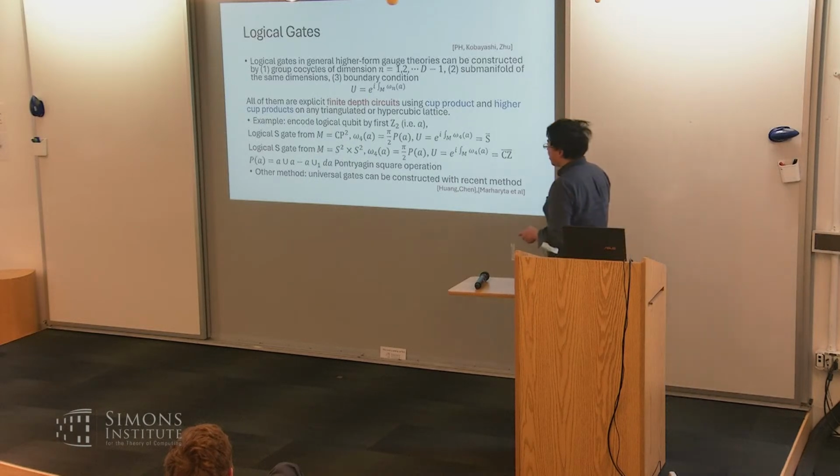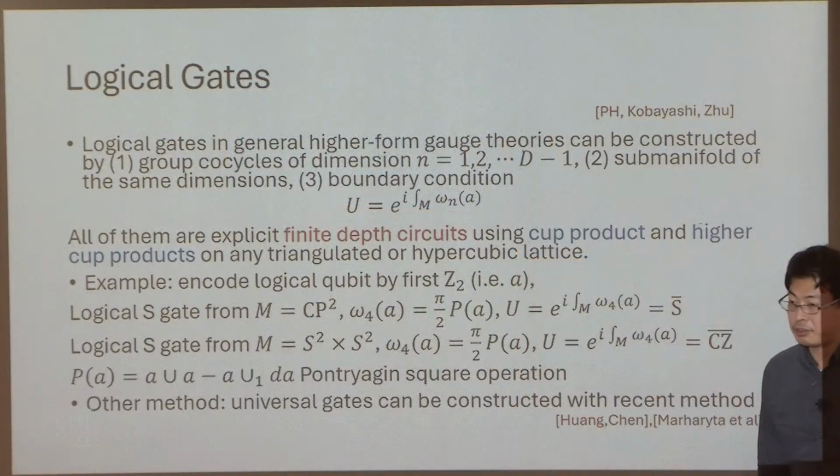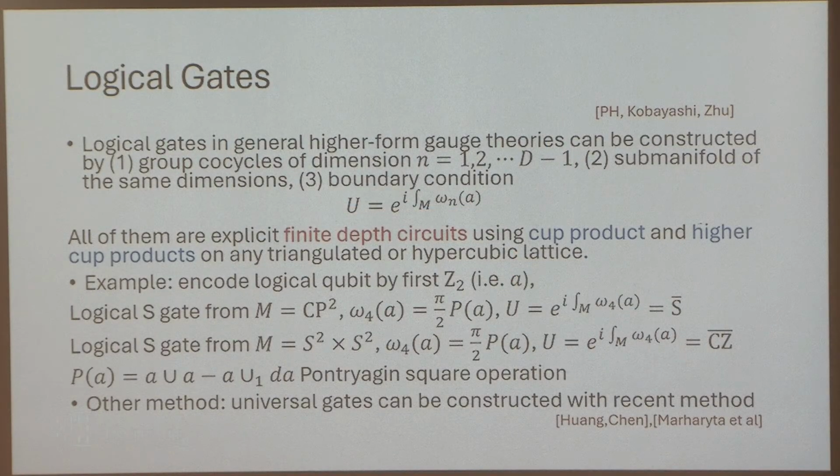So one way to get logical gates in the model is also using co-cycles. So instead of the previous co-cycles I was talking about, now we can consider a domain wall in the theory that is decorated with some co-cycles of lower dimension. And by choosing different co-cycles, you can get different logical gates. And you can also change the topology of the domain wall. So different topology will also give you different logical gates.